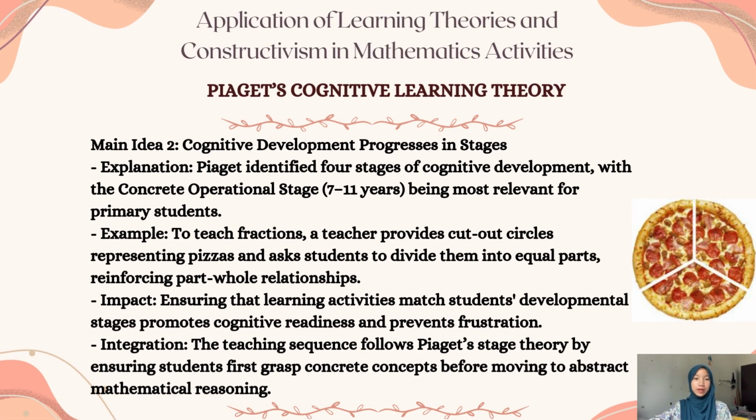Moreover, cognitive development progresses in stages. Explanation: Piaget identified 4 stages of cognitive development, with the concrete operational stage for 7 to 11 years being most relevant for primary students. Example, to teach fractions, a teacher provides cut-out circles representing pizzas and asks students to divide them into equal parts, reinforcing part-whole relationships. Ensuring that learning activities match students' developmental stages promotes cognitive readiness and prevents frustration. The teaching sequence follows Piaget's stage theory by ensuring students first grasp concrete concepts before moving to abstract mathematical reasoning.